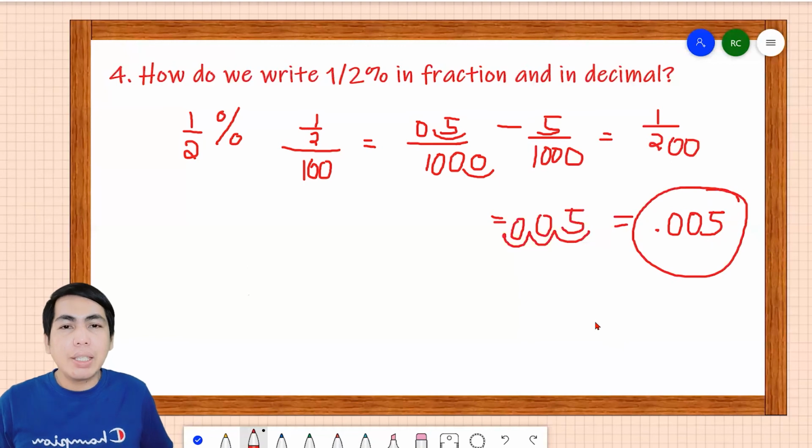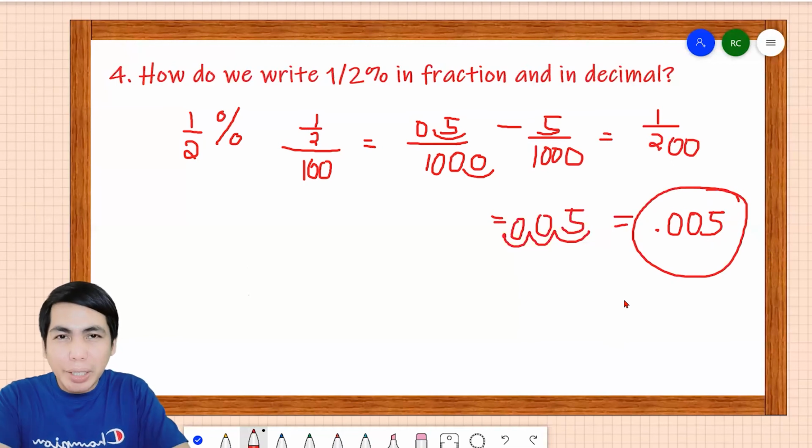So there you have it, how to change percent to fraction and decimal and vice versa.